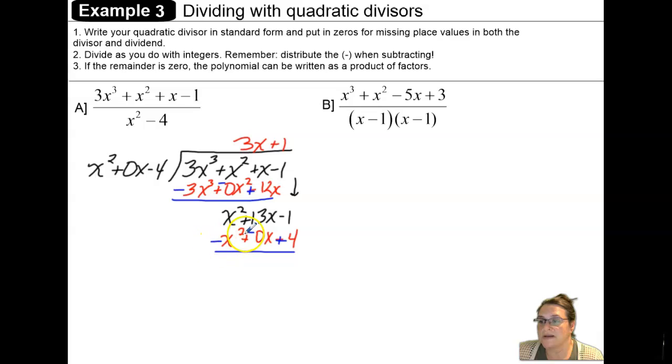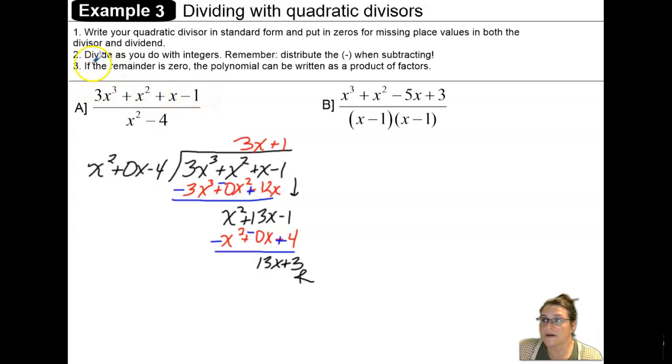So x squared minus x squared cancels. That's a 0. 13x minus 0x is 13x. And then negative 1 plus 4 is a positive 3, and there's no more terms for me to bring down, so that would be my remainder. This binomial that I see here at the end is the remainder. And since the remainder is not 0, I know that this x squared minus 4 is not a factor of the polynomial 3x cubed plus x squared plus x minus 1.